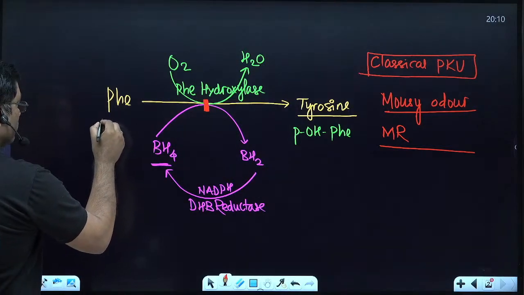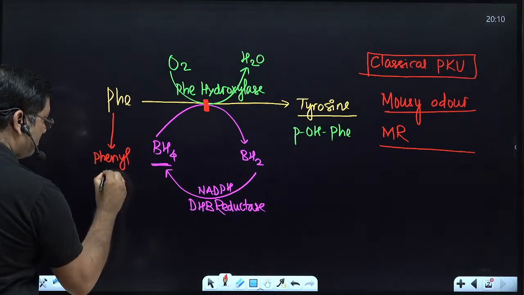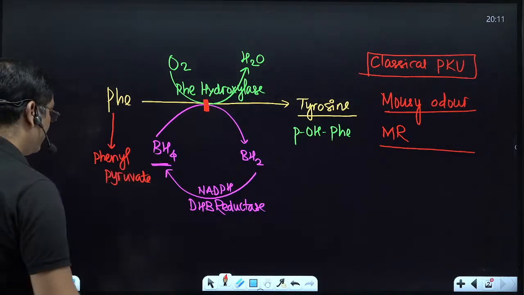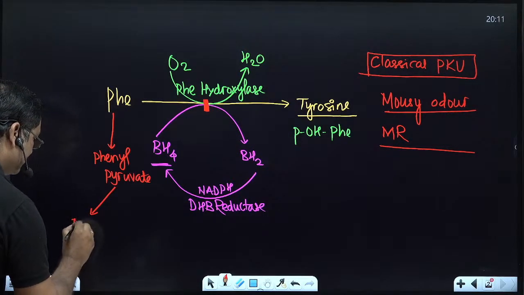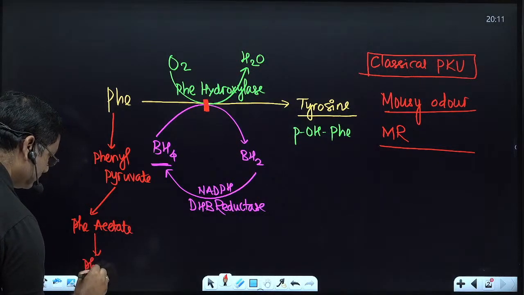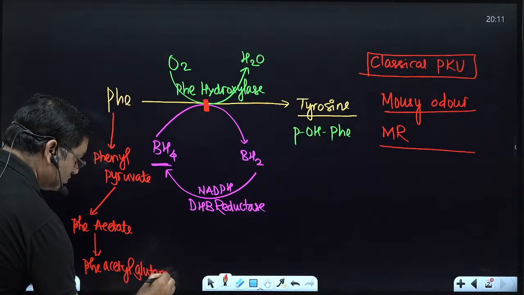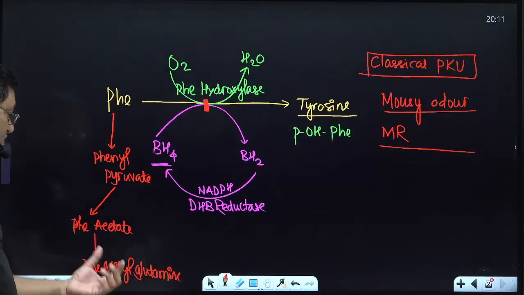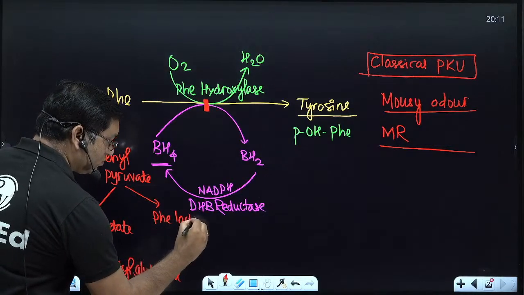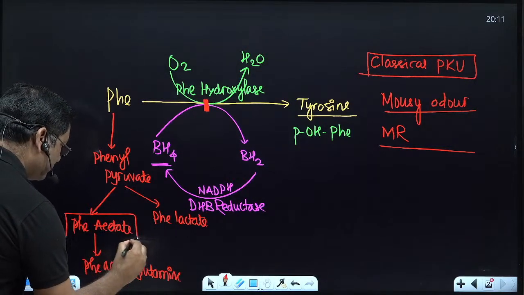Phenylalanine is converted into phenylpyruvate, because this reaction is blocked. It is also converted into phenylacetate, and by the conjugation reaction phenylacetate is converted into phenylacetylglutamine. Phenylpyruvate is converted into phenyllactate. So the mousy odor of urine is because of this phenylacetate.